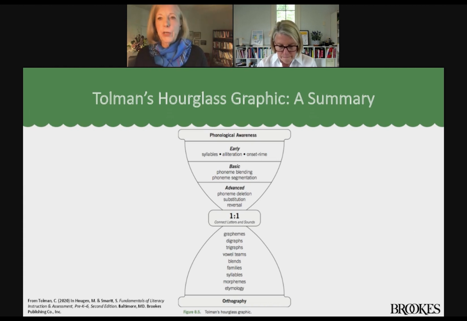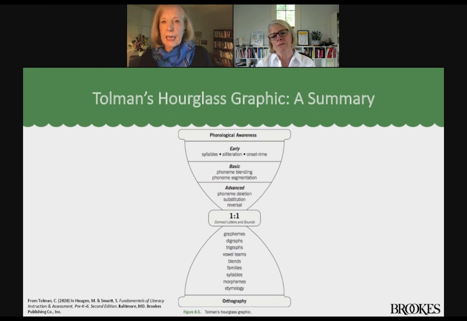That's where you're deleting phonemes and substituting phonemes. It's a really advanced skill that you could use through third grade or even older, with older students if they're struggling. And then you have that connection between the sounds and the graphemes or the letters. That's the last part of the hourglass. You're going from graphemes all the way through different things, including morphemes and etymology, until you have orthography, where you can read and spell these words. I often call this part word study. You're really getting into the depths of understanding our language. Next slide.